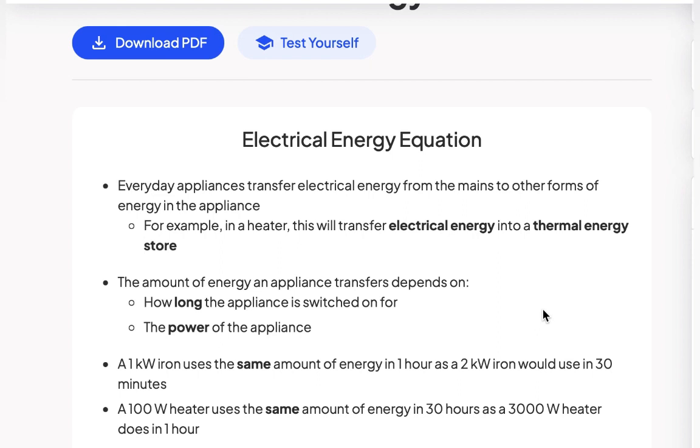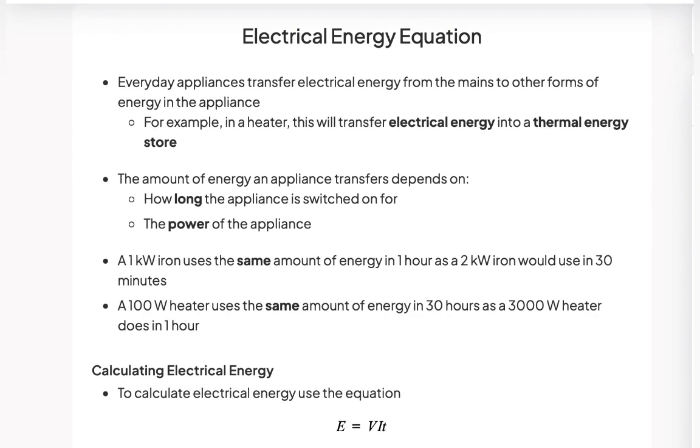Now a 100 watt heater uses the same amount of energy in 30 hours as a 3000 watt heater does in 1 hour. Yes, because when you do the multiplication, 30 hours multiplied by 100, you get 3000. And 3000 watt multiplied by 1 hour, you still get 3000 joules. So you get the same amount of energy in this regard.